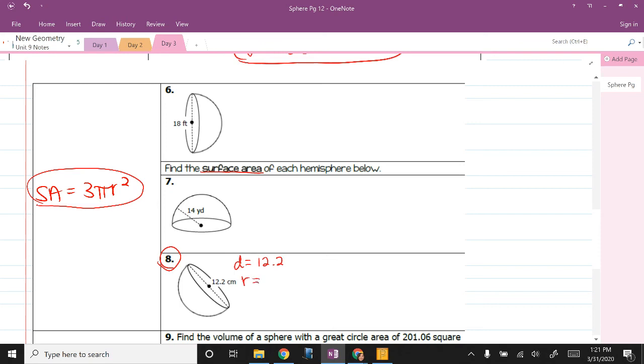So remember, to get the radius, if they give us a diameter, you take 12.2 and divide it by 2, which gets us 6.1. So for r, I'm going to use 6.1. So my surface area is going to be 3 times pi times 6.1 squared. Now, order of operations tells me I need to square 6.1 first. So 6.1 squared, I'm getting that is 37.21.